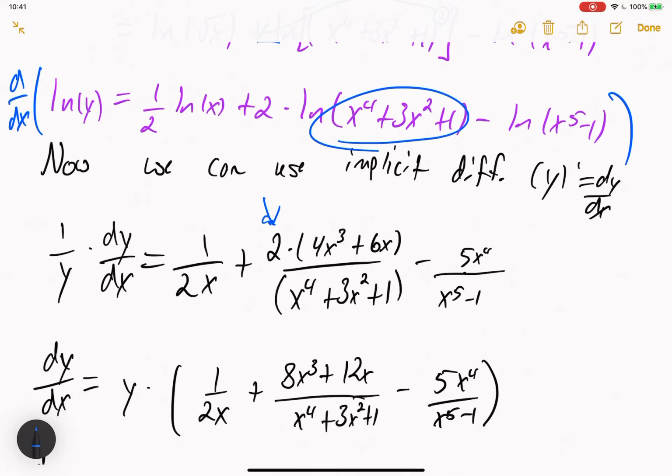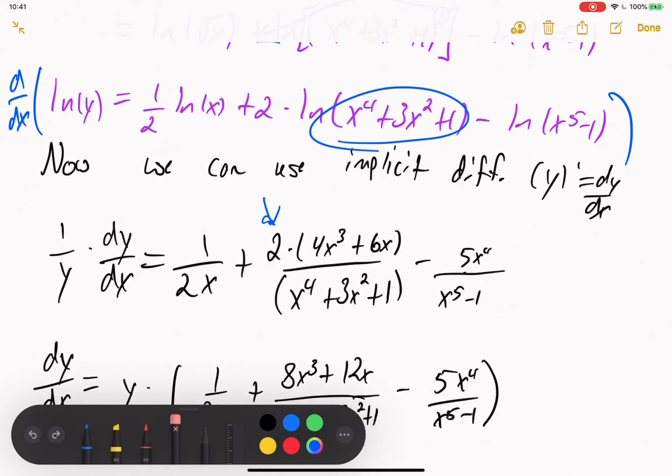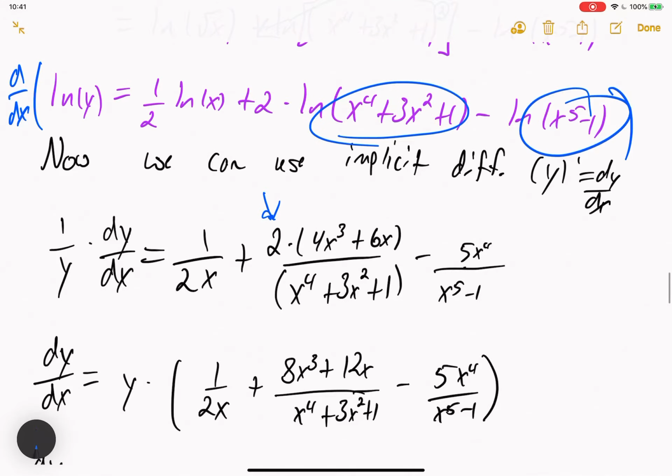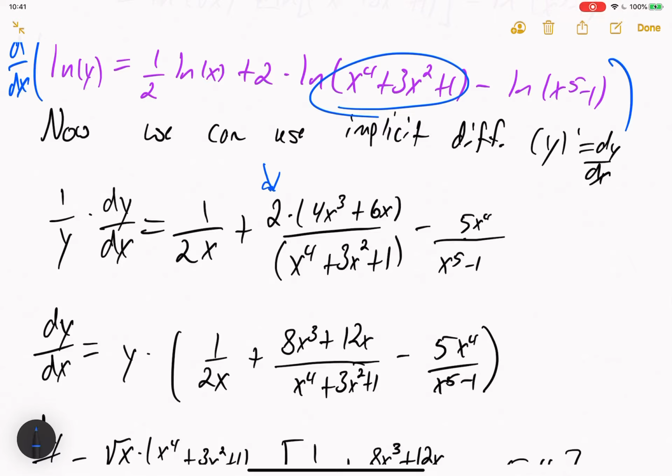And then lastly, we have the derivative of the last piece, negative ln of x to the fifth minus 1. Again, 1 over the argument, so 1 over x to the fifth minus 1, and then on top is 5x to the fourth, because that's the derivative of x to the fifth minus 1.